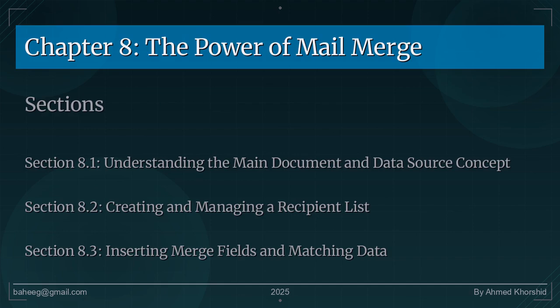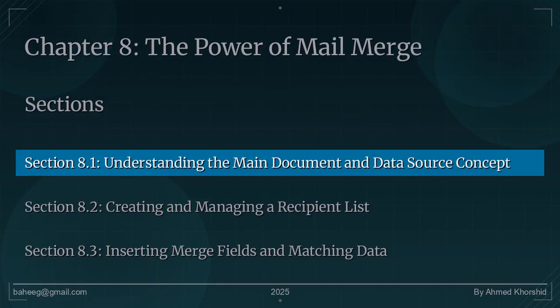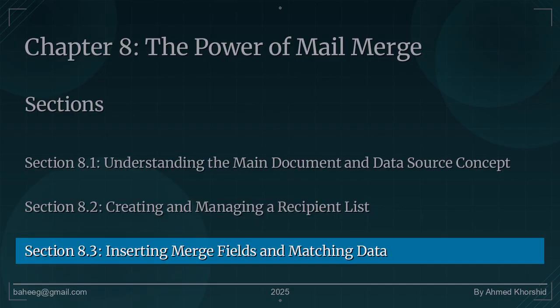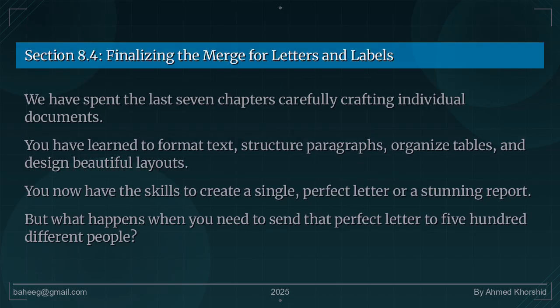Chapter 8: The Power of Mail Merge. Sections. Section 8.1: Understanding the main document and data source concept. Section 8.2: Creating and managing a recipient list. Section 8.3: Inserting merge fields and matching data. Section 8.4: Finalizing the merge for letters and labels.